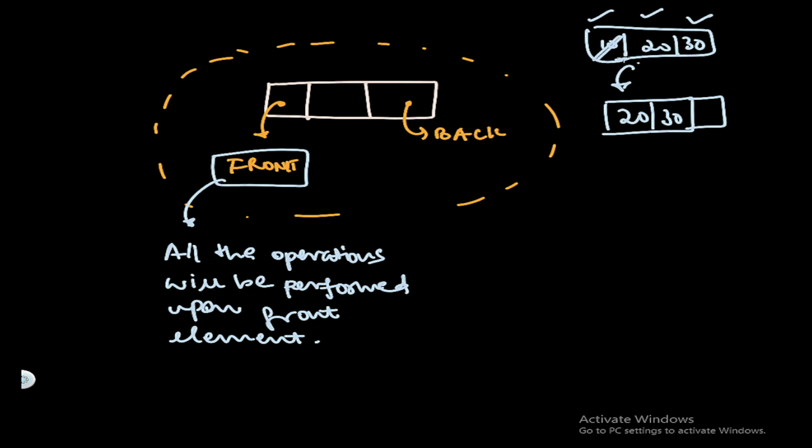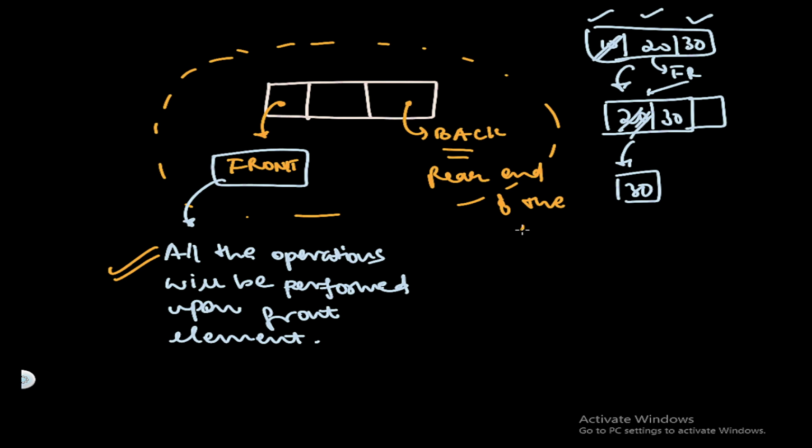Why? Because a shift would be happening. My 20 would become the front element. When I call dequeue again, 20 will be deleted and I will be only left with 30. So always remember that all the operations will be performed upon the front element only. Okay. And the back element is the tail. You can also call it the rear end of the queue.